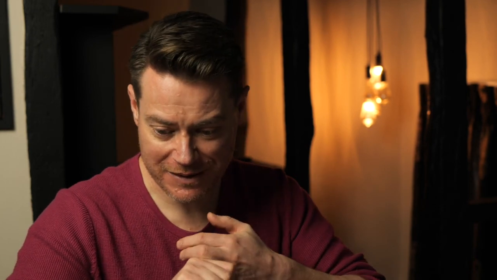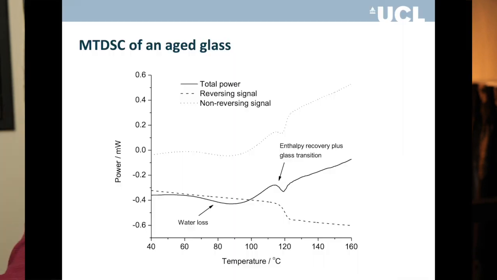When we ran it in the modulated DSC, the water loss and the enthalpy of recovery are both thermodynamic events, or in the terminology of modulated DSC, a non-reversing signal, or a one-way process, and they appear in the non-reversing signal. If you look at the signal at the top, the one with the very widely spaced dots, you can see the water loss and the enthalpy of recovery. But the glass transition temperature is a kinetic event, and it appears in what's called the reversing signal. Now you can see a much clearer glass transition in the reversing signal. And if you add the two dotted lines together, you end up with the total power signal.